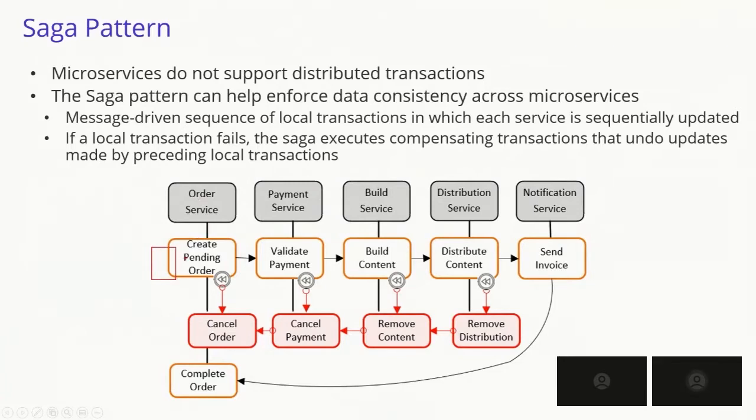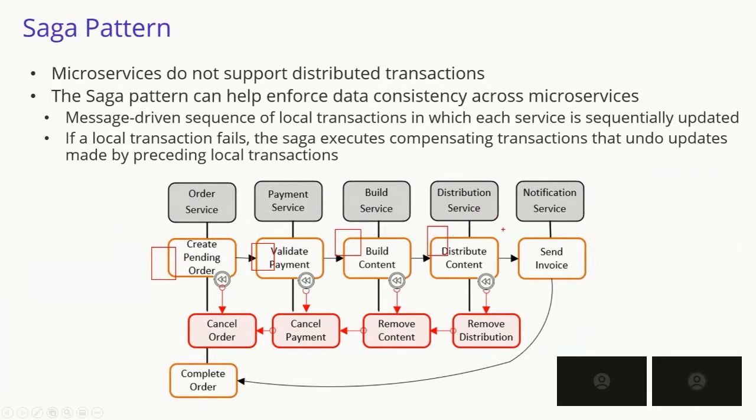Then we publish an event, and then maybe the payment service listens to the create order event. It grabs the information, it validates the payment, it updates its data store, it commits, then it sends an event. The bill service listens for that event, it subscribes to it, it then builds the content that we're going to ship, updates its own data store, and commits. Then it publishes an event. And the distribution service, this might be our shipping service, listens for the build event. Then it would set up the distribution of the shipment. Then when it's done, it publishes an event.